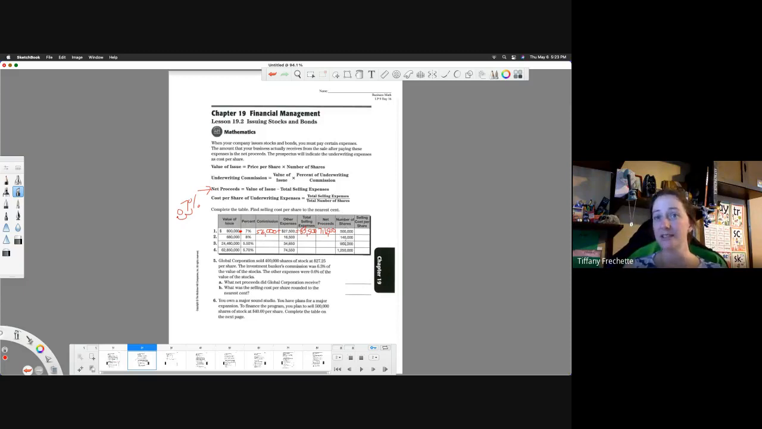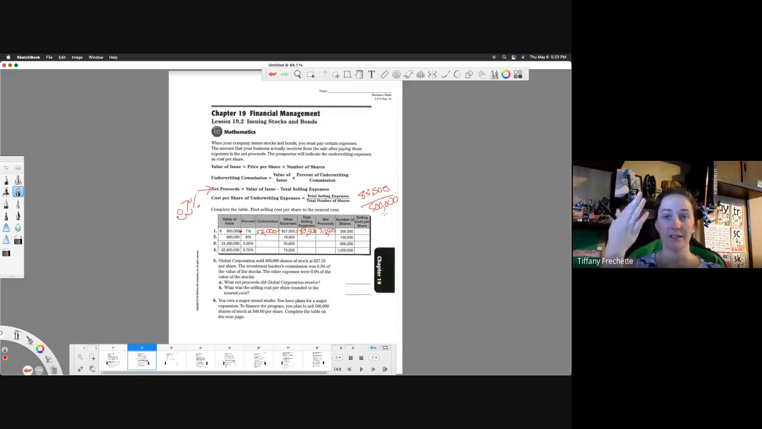And then they give us the number of shares. So they actually do tell us the number of shares. We didn't have to use that up here to do the value of the issue, but we do need that to calculate the cost per share of underwriting expenses. So in order to do cost per share, we're going to take this 83,500, because remember it's total selling expenses, this column here, divided by the number of shares, which they're handing to us. They're giving us the number of shares there. So we're going to divide.